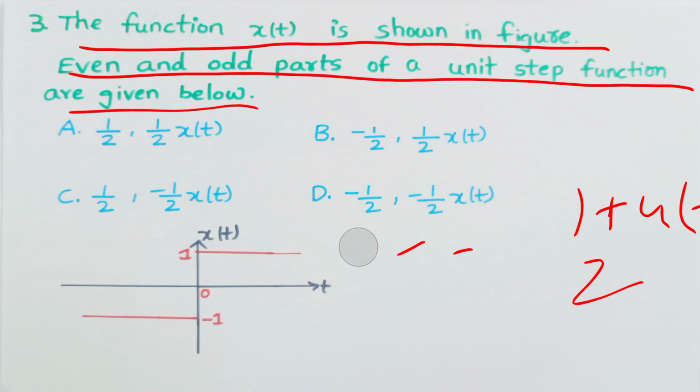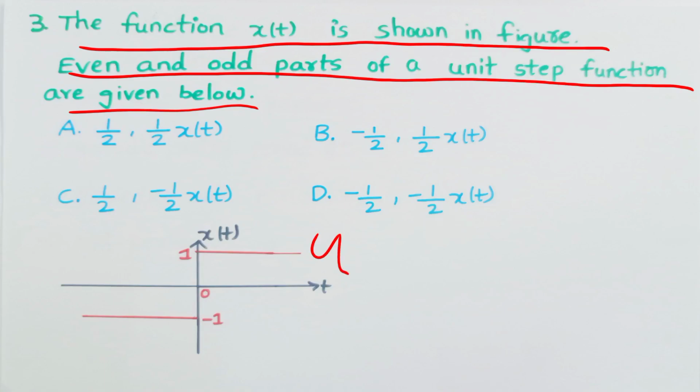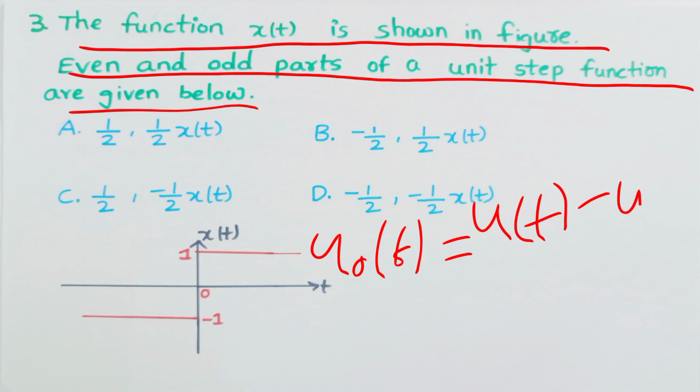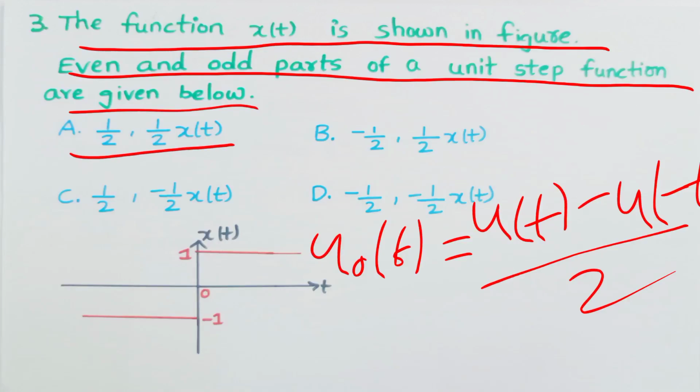For finding the odd part of the unit step function, we have another formula, that is u_o of t, which is equal to u of t minus u of minus t by 2. It is for finding the odd part of the unit step function. By using these two formulas, you will find the answer. Option A is the correct answer. The even part should be 1 by 2, and the odd part should be 1 by 2 into x of t. You can use these formulas and verify whether your answer is correct or wrong.